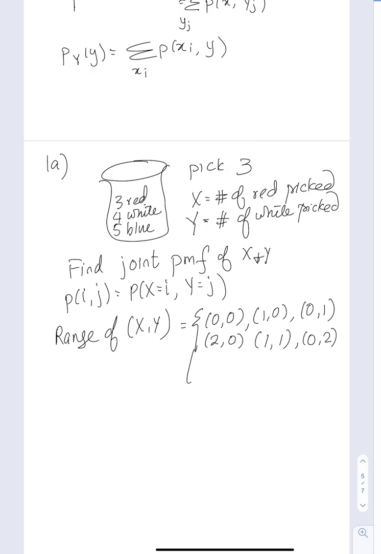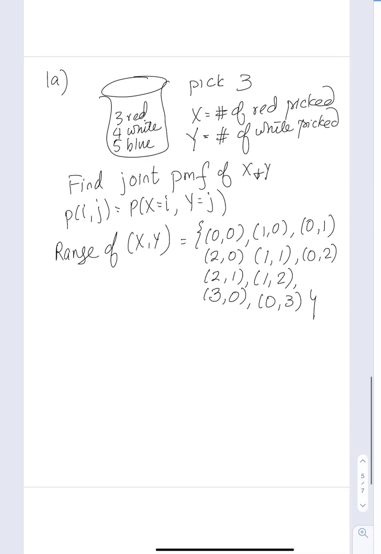All right. You can pick 2 red and 1 white. You can pick 1 red and 2 white. All right. And of course, you can pick all 3 of them red, no white, or you could pick no red and all 3 of them white. Okay, so let me actually make this parentheses better. So that is the range of the random variable X comma Y.